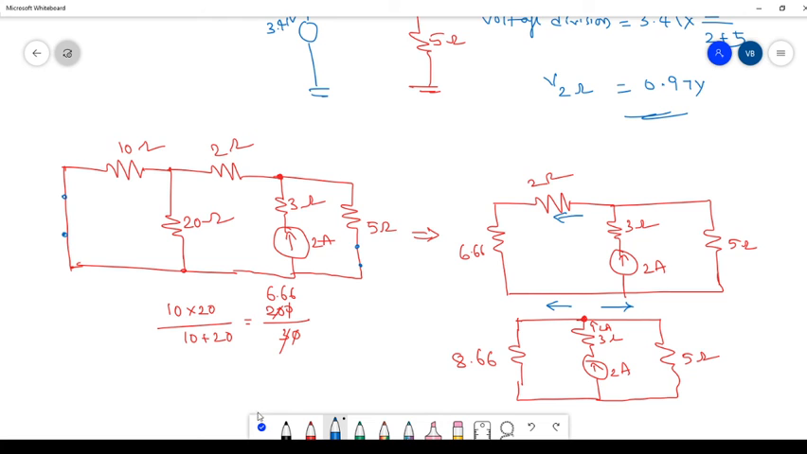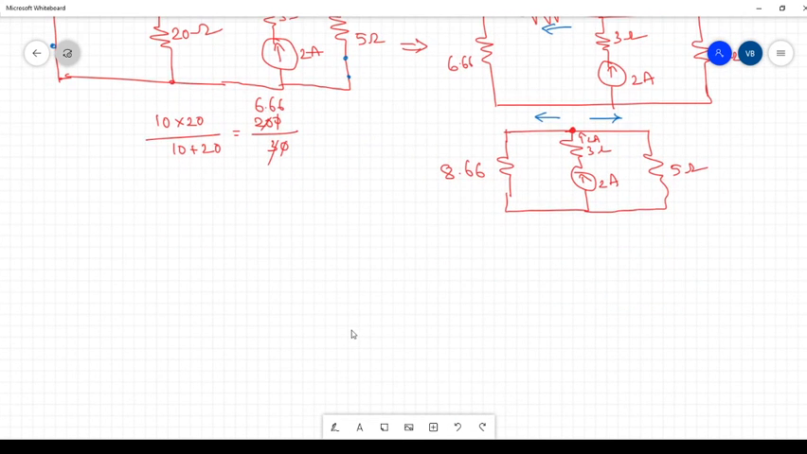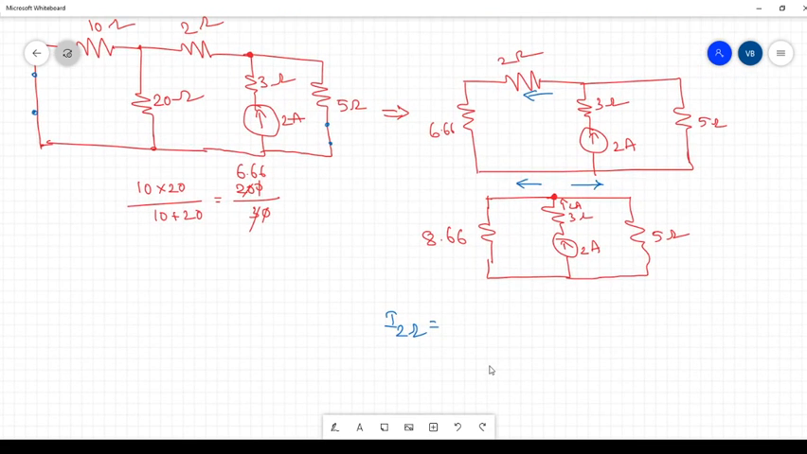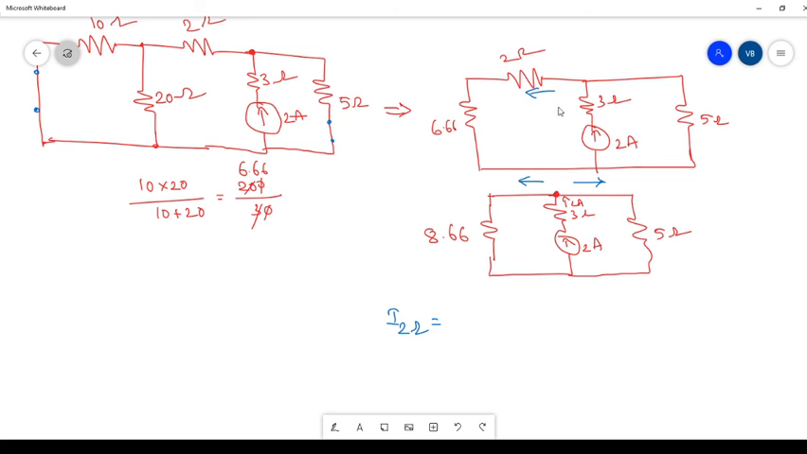So we can apply the current division principle here. What is the current division principle? Total current into, so I am going to calculate the current across the 2 ohms resistor. The current across the 2 ohms resistor is nothing but the current across the 8.66 ohms resistor. I am applying the current division principle. What is the total current here? That is 2 amperes. 2 into, what is that one? Opposite resistance by total resistance. What is the opposite resistance?